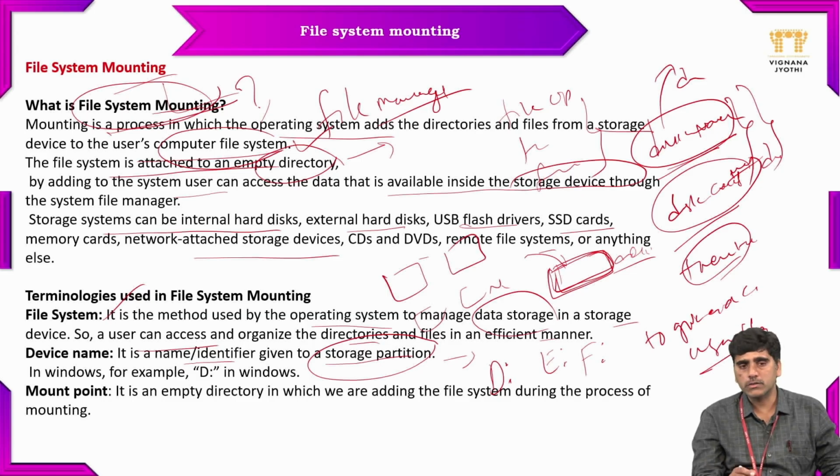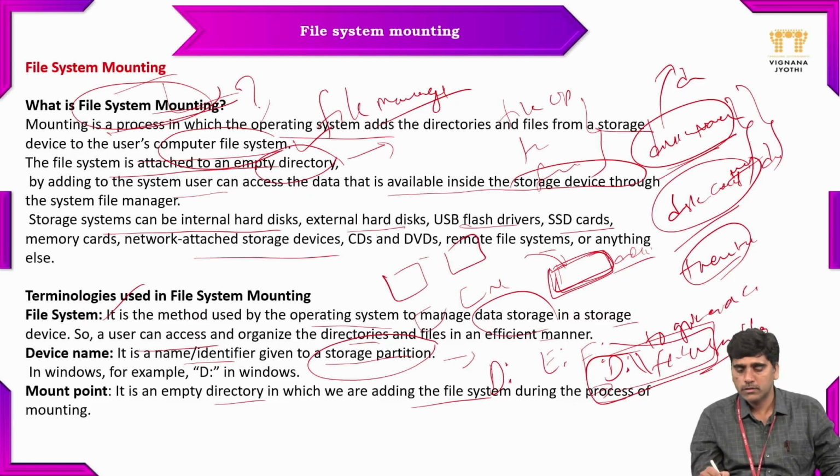And the mount point is an empty directory in which we add the file system during the process of mounting. So how are we going to give the mounting point? Suppose I have a particular file, file1.txt, in the D drive. From where it is accessed, through the D drive, through the VNR VJET folder, through where it is accessed, that is nothing but the mounting point.